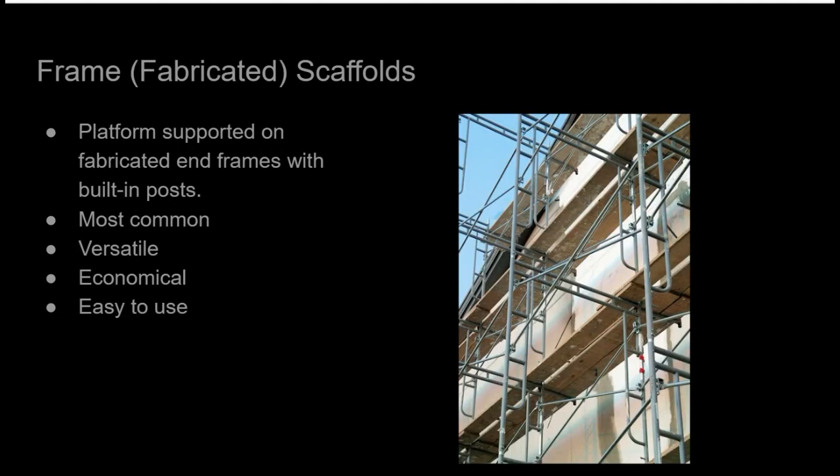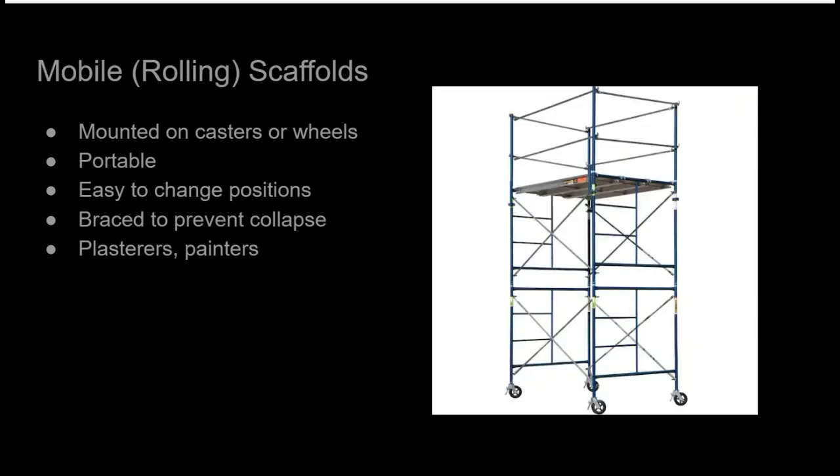A frame or fabricated scaffold consists of a platform supported on fabricated end frames with built-in posts. Fabricated scaffolds are the most common type of supported scaffold because they are versatile, economical, and easy to use. They may be used in 1 or 2 tiers or several stories high.